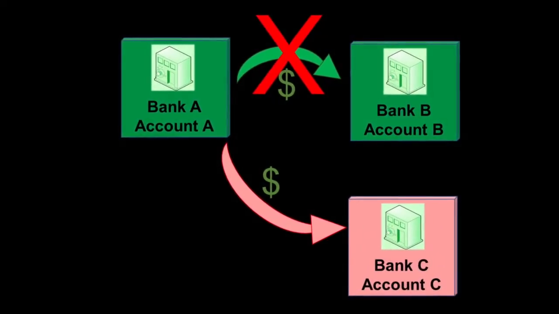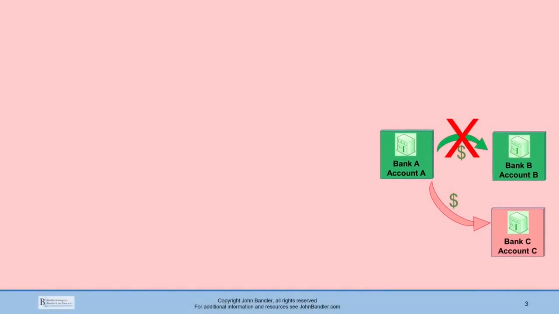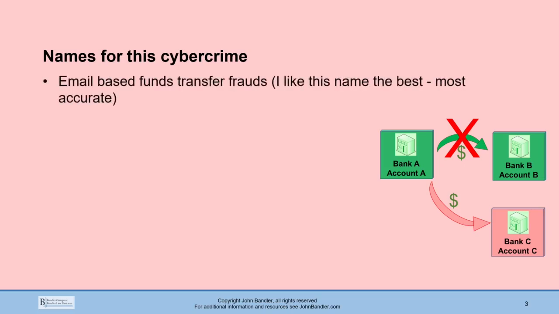This is my graphic. It shows the basics of what this cybercrime is. Basically, when this cybercrime happens, it's the cyber criminal misrouting money. They stop it from going where it was meant to go. They get it to somewhere else so they can steal it. There are a lot of names for this cybercrime. Email-based funds transfer fraud is the name I like the best because I think it's accurate. It's based on email, and it's a fraud, and it happens when people are transferring funds.